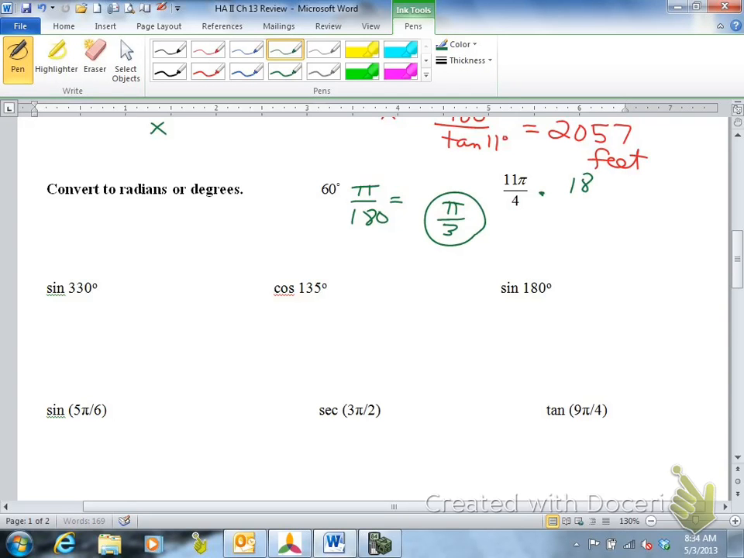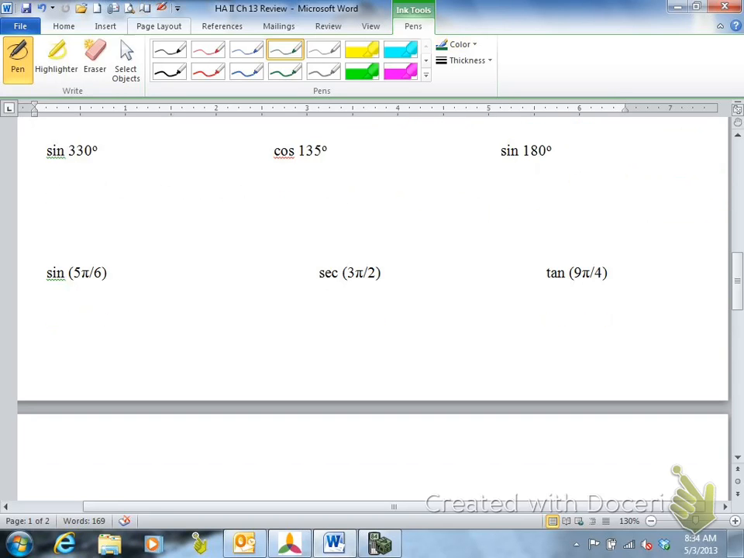And this one you should get 180 over pi. The pi's cancel. 180 divided by 4 is 45. 45 times 11 is 495. And remember the degree mark. So 495 degrees. On the actual test, I'll give you coordinate planes or axes. So hopefully that will remind you what I'm expecting you to do.